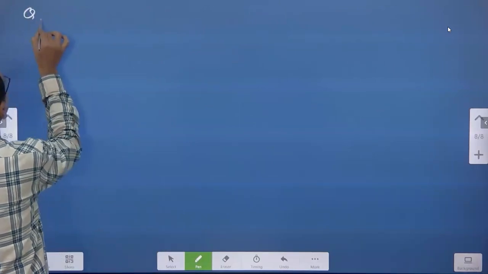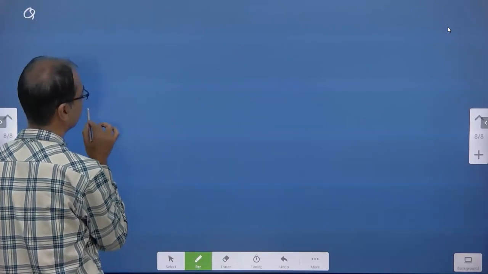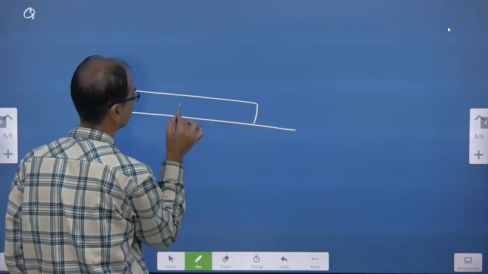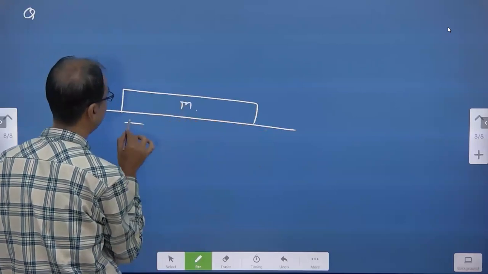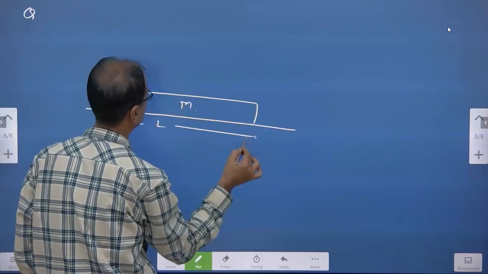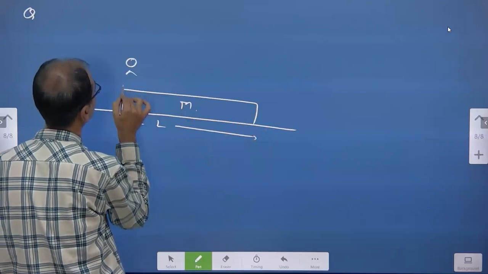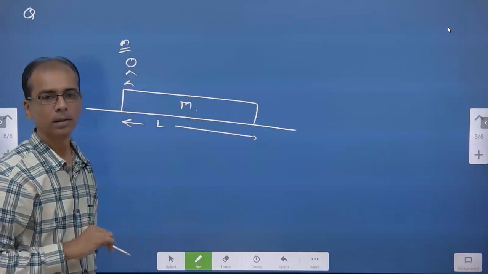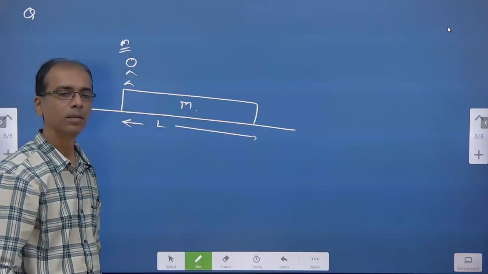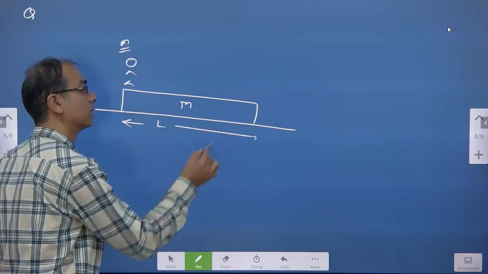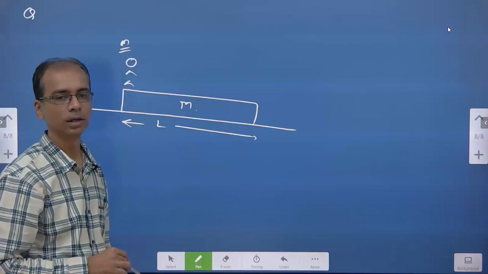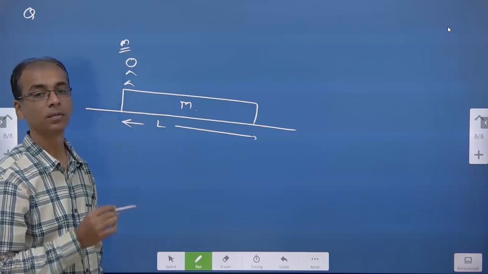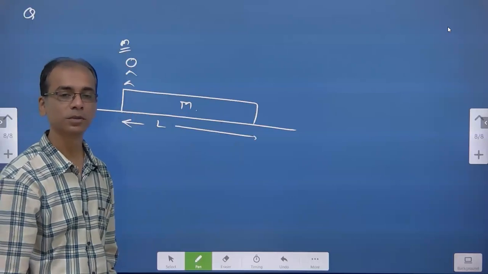Now let's see a question based on this. Let's start with the same question that we did a little while ago. Here is a plank of mass M and length L, and a boy of mass m. The boy starts moving and reaches the other end. Then the question asks, how much has the plank moved? What is the displacement of the plank?